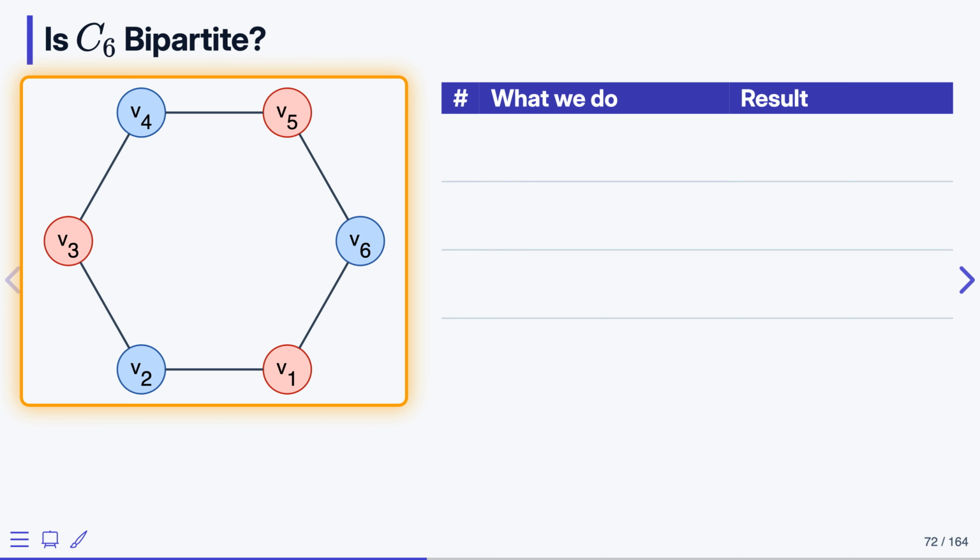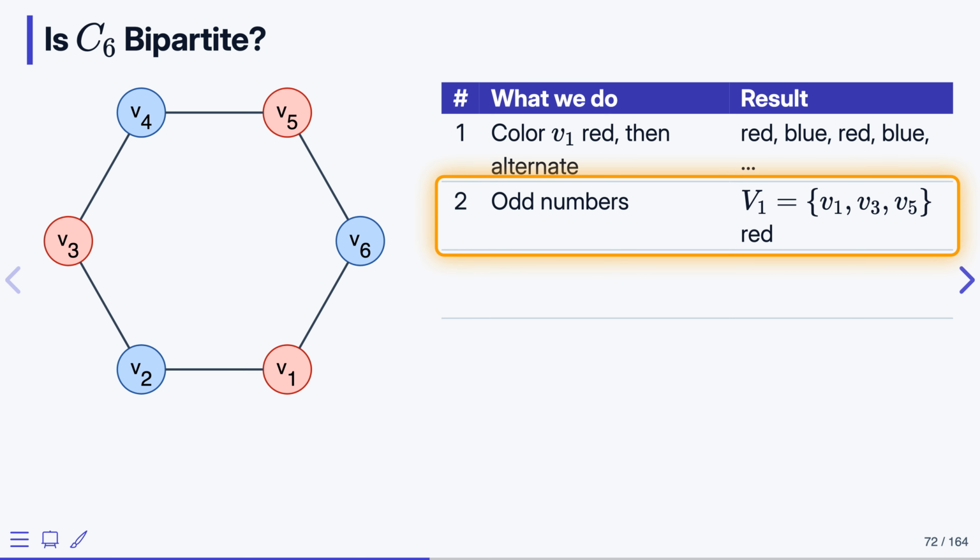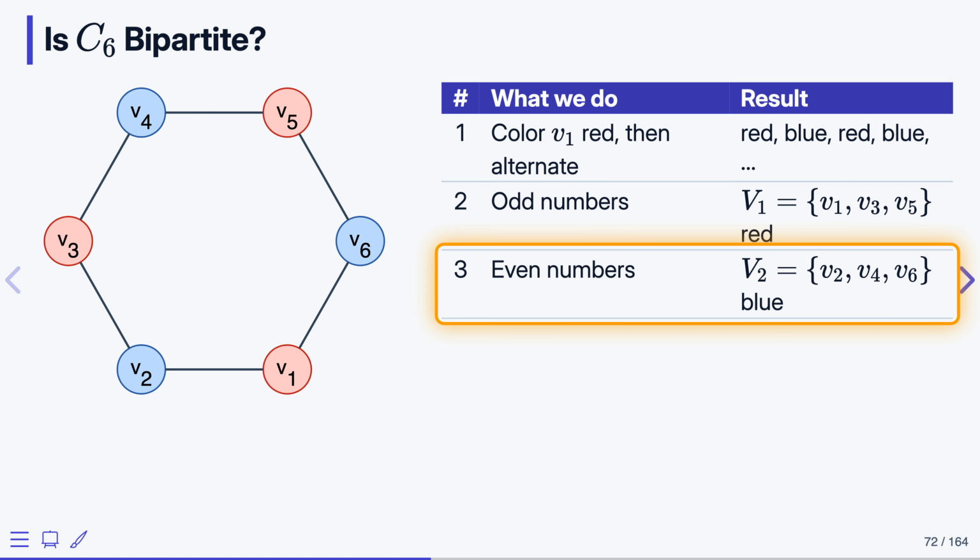Let's test the 6-cycle. Step 1, color V1 red, then walk around the ring in alternation: red, blue, and so on. Step 2, the odd-numbered vertices come out red. That is V1, V3, and V5. Step 3, the even-numbered vertices come out blue. That is V2, V4, and V6.